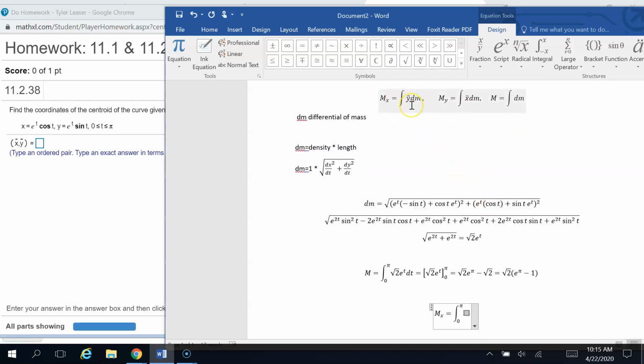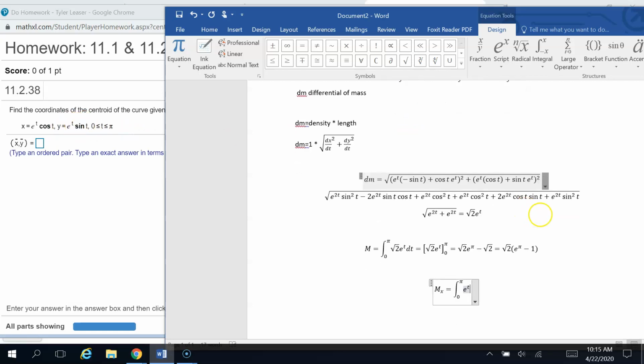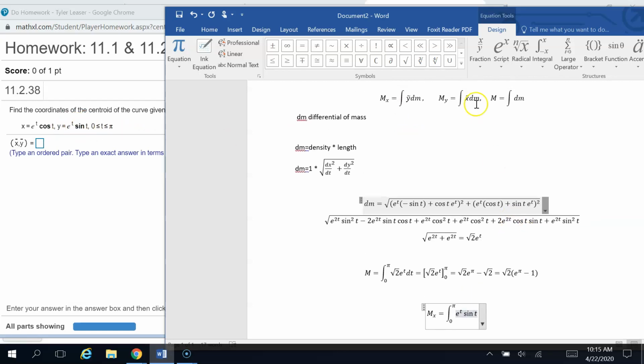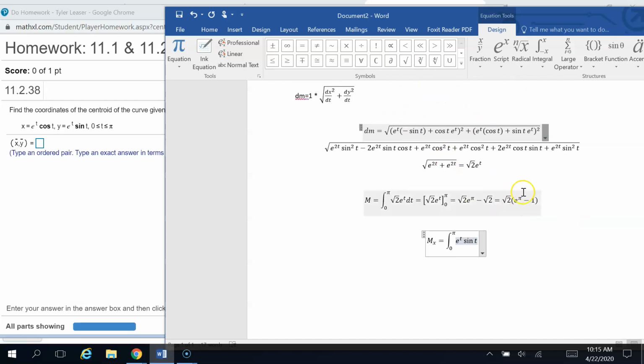So the moment sub x y wiggle, we're just going to substitute in e to the t sine t. And then we still have to multiply that by that dm, which is the square root of 2 e to the t.